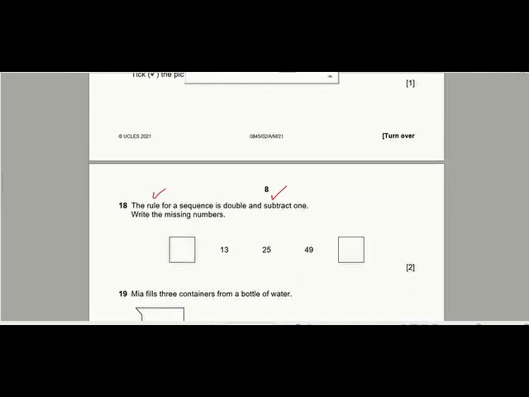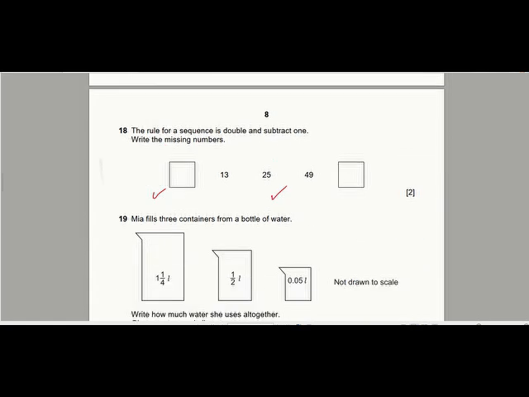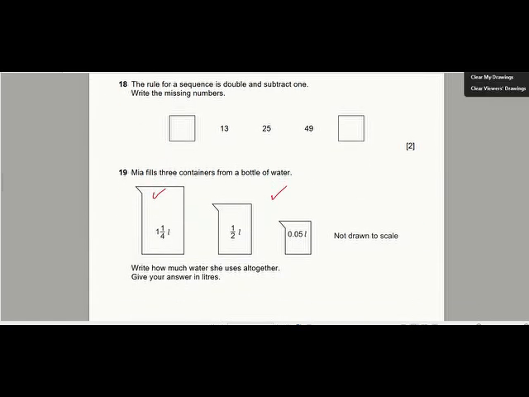We keep on going. Well, we want to go to number 18. It says, the rule for a sequence is double and subtract 1. Write the missing numbers. Double and subtract 1. So if we got the double, let's say double of 2 is 4, subtract 1. Double 3 is 6 and subtract 1 is 5. Double 5, which is 10, and subtract 1 will be 9. Double 9, which is 18, and subtract 1, which is 17.